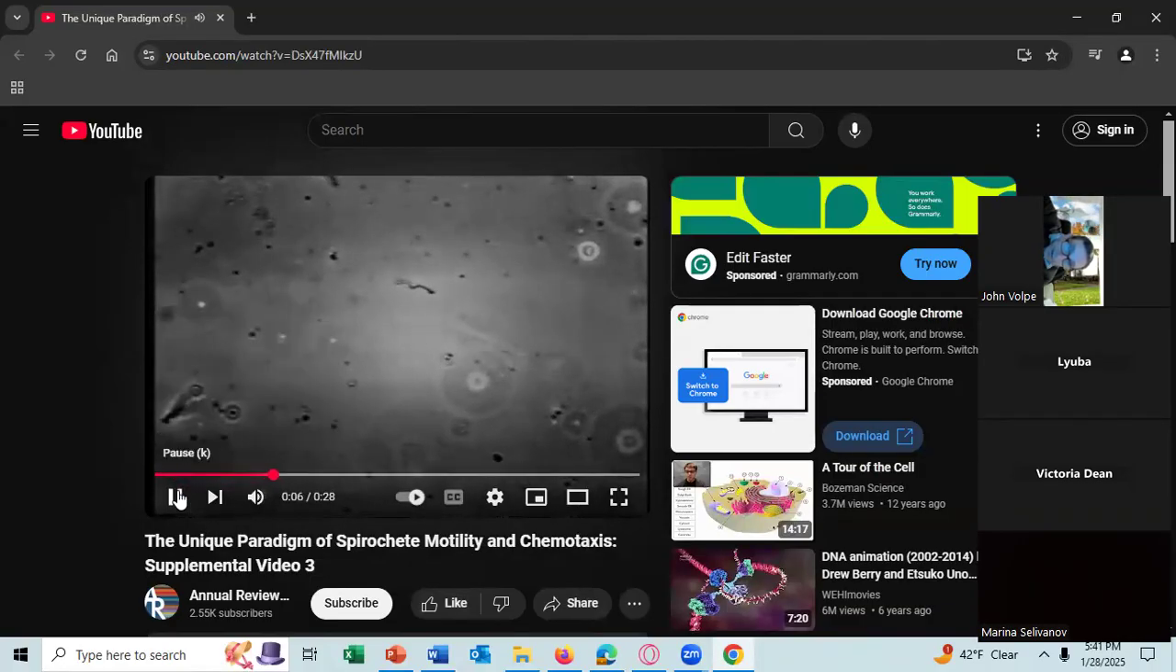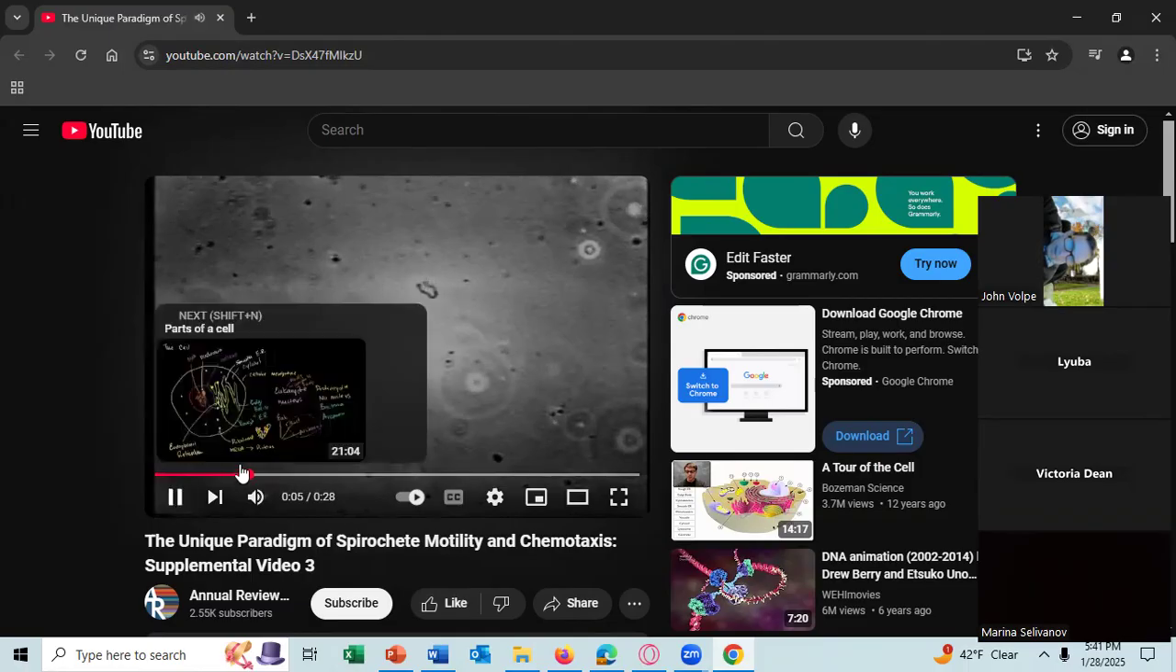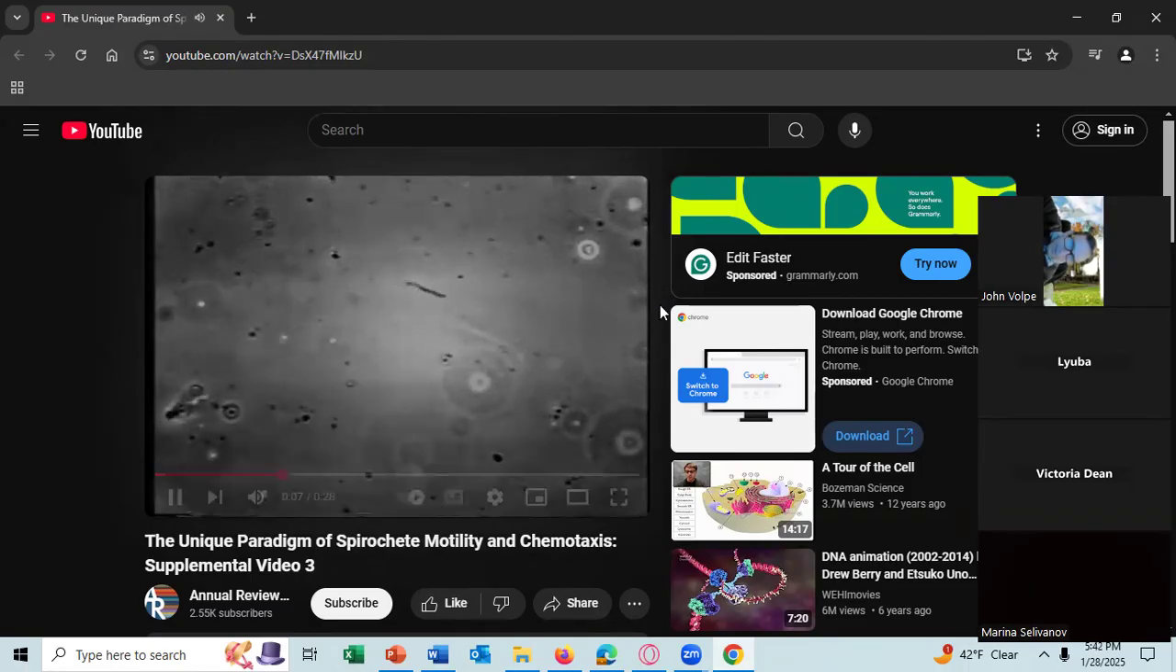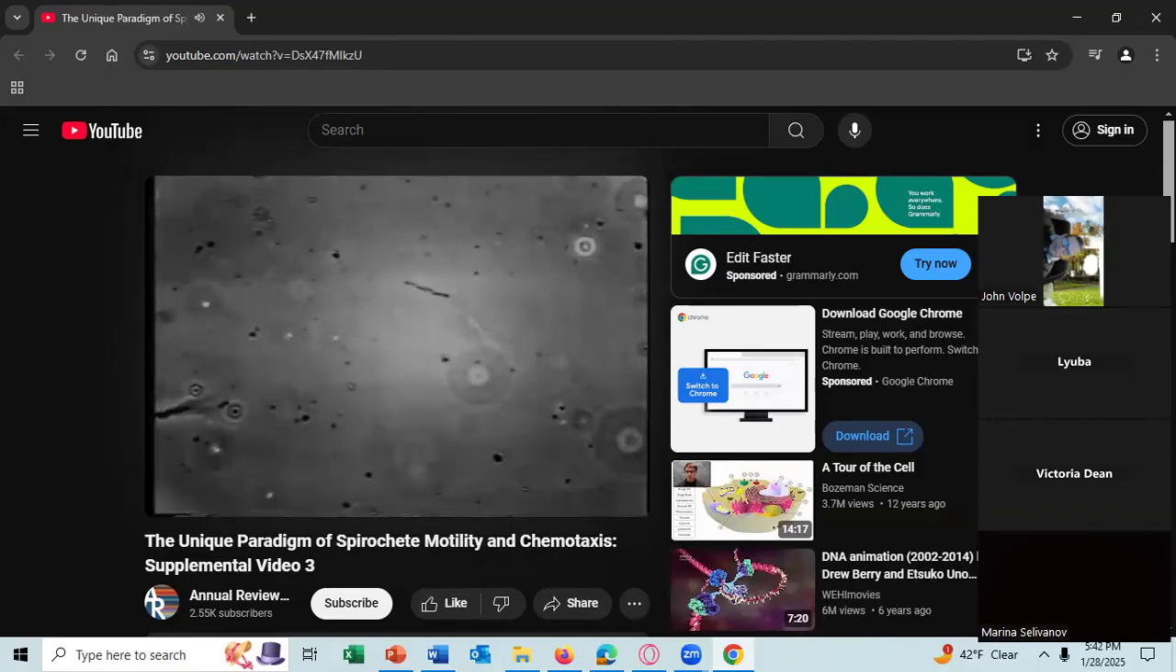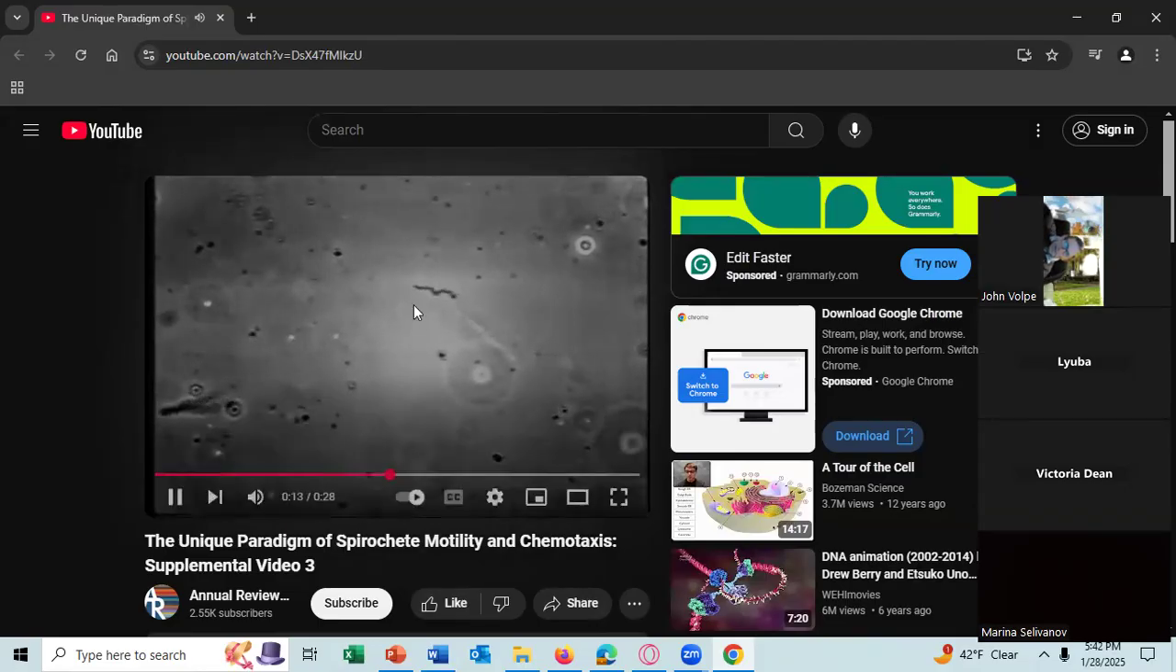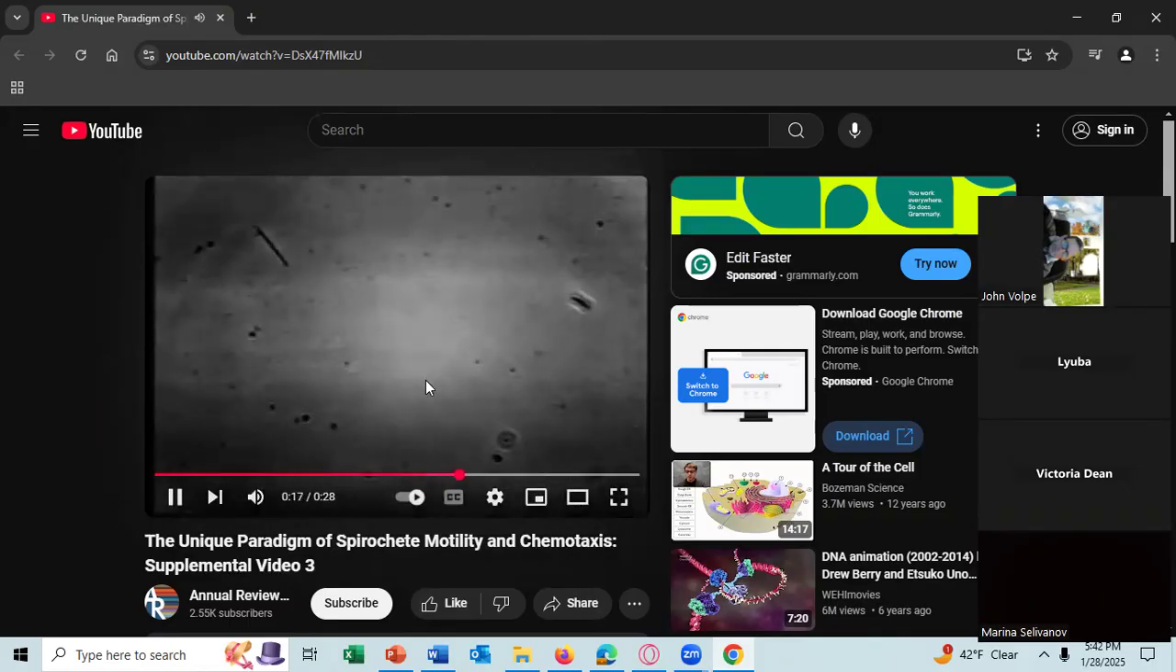There you can see the spirochete. What it did was it bent the two ends together, and then changed its direction from moving north-south to east-west. Any question about the spirochete? There you're seeing the corkscrew-like movement. More corkscrew-like movement.